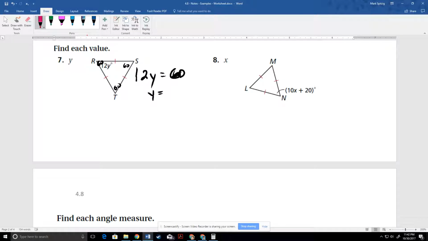Let's switch to blue while we're at it. So 5. All right. So y is 5. That's what we're trying to find in this case. So check, y equals 5.